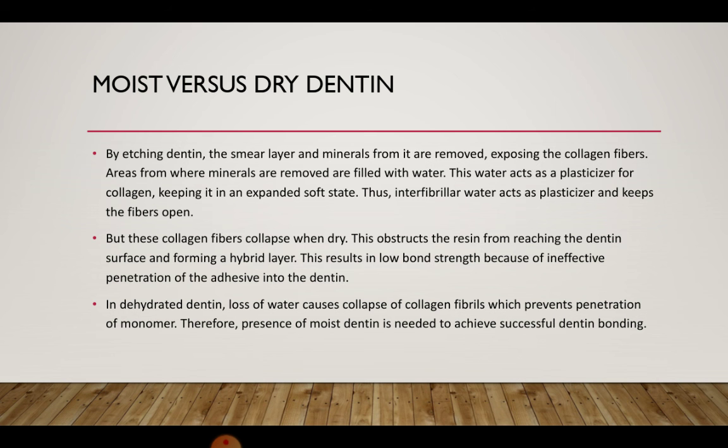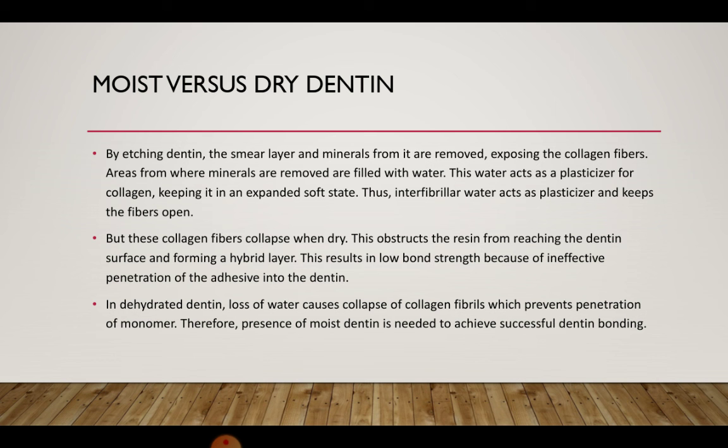And what happens then? This obstructs the resin from reaching the dentine surface and forming a hybrid layer. So proper penetration of the resin is not possible. Therefore, it results in low bond strength because of the ineffective penetration of the adhesive inside the dentine. Therefore, it is important to keep the dentine slightly moist before application of a bonding agent.